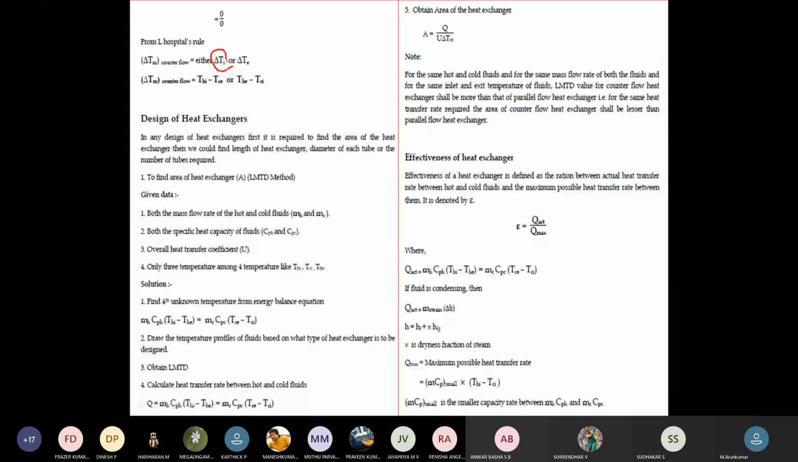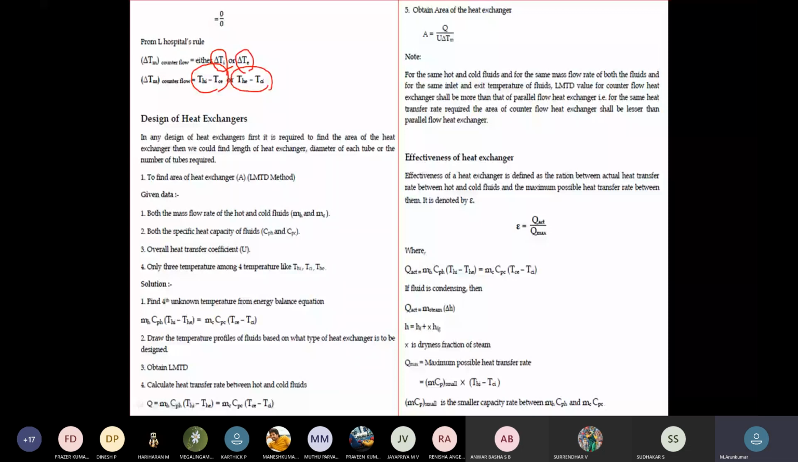For this counterflow LMTD also, delta Ti will be Thi minus Tce. Then delta Te will be The minus Tci. That you know very well for the counterflow equation.